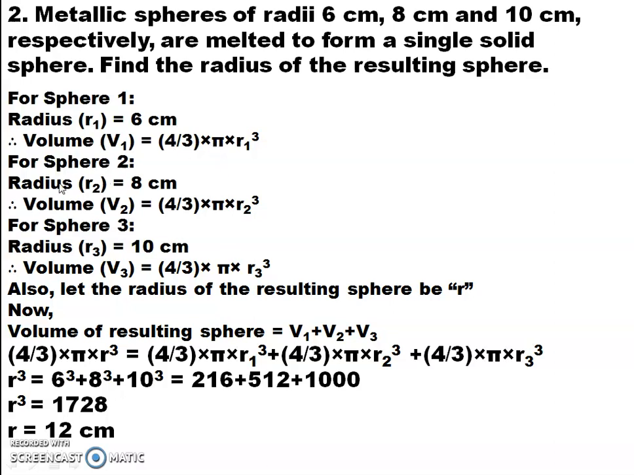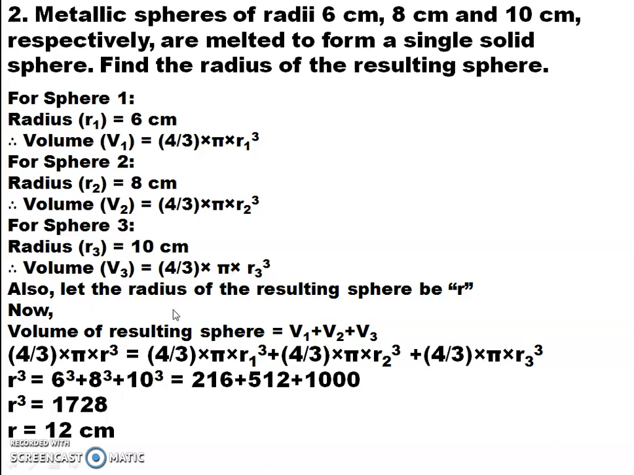For sphere 2, radius R2 is equal to 8 cm. So volume V2 will be 4 by 3 pi R2 cube. So what will be the volume of the sphere 3? It is 4 by 3 pi R3 cube.